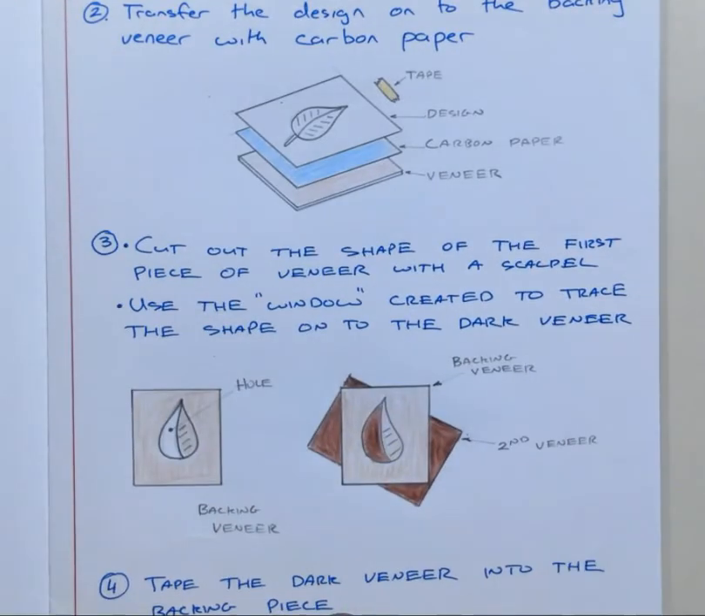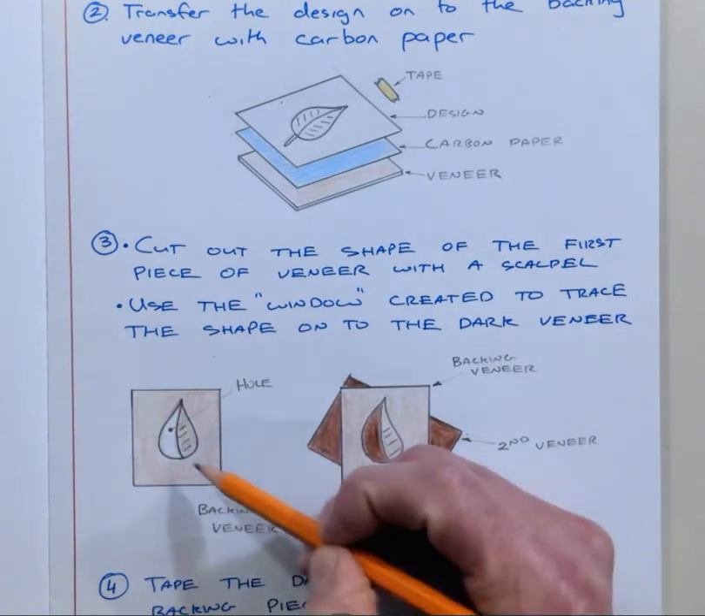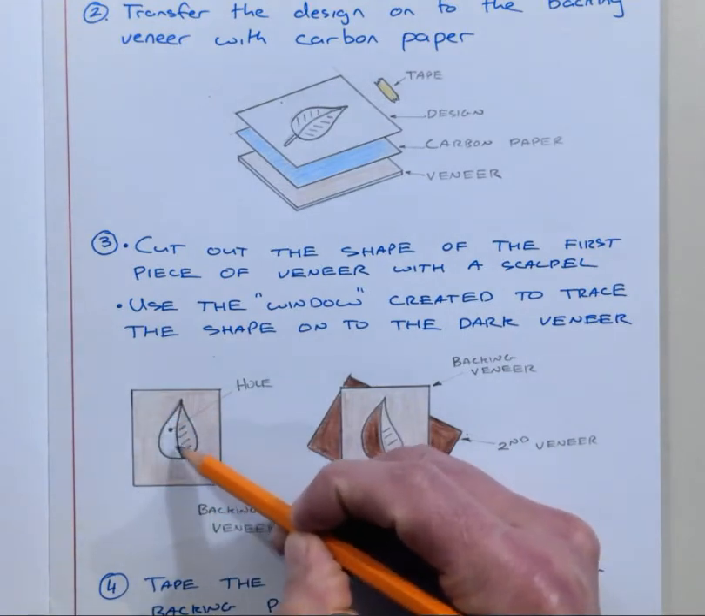Number 3 then, you cut out the shape of the first piece from the veneer with the scalpel. Use the window to trace the shape of the piece. So here's our backing piece. We're going to do the leaf in 2 separate parts.